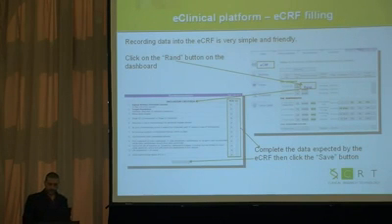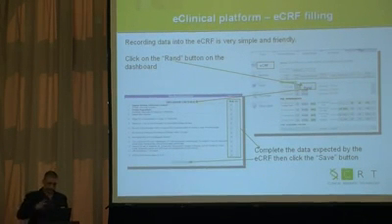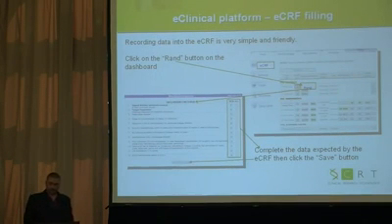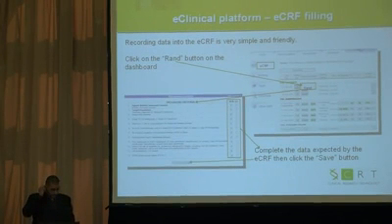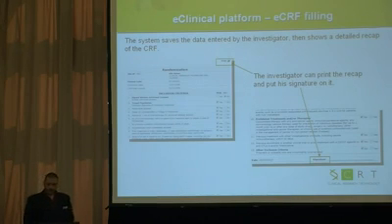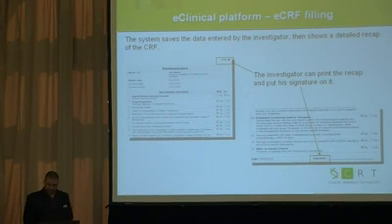Recording data into the eCRF is very simple and friendly. Take for instance the randomization. You just have to click the button on the dashboard. The system shows you the form, and you just have to complete the data expected by the eCRF, then click the Save button. The system saves the data entered by the investigator and shows a detailed recap of the eCRF. This recap is printable, so the investigator can sign it and archive it in the site file.